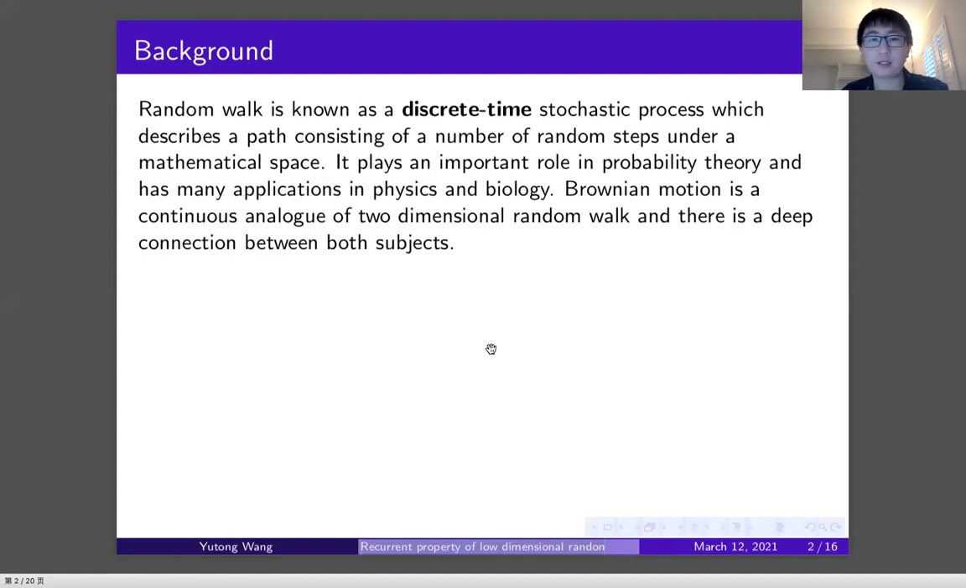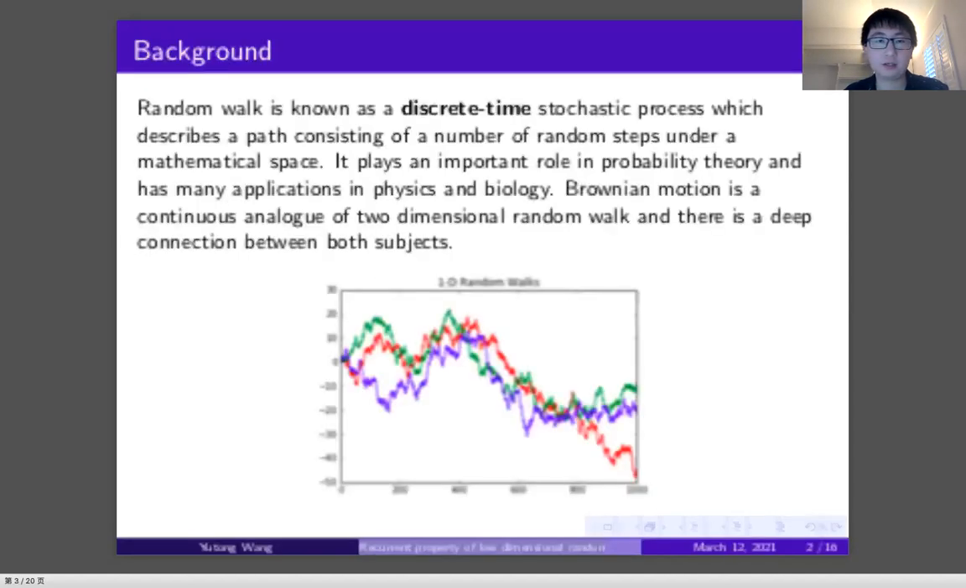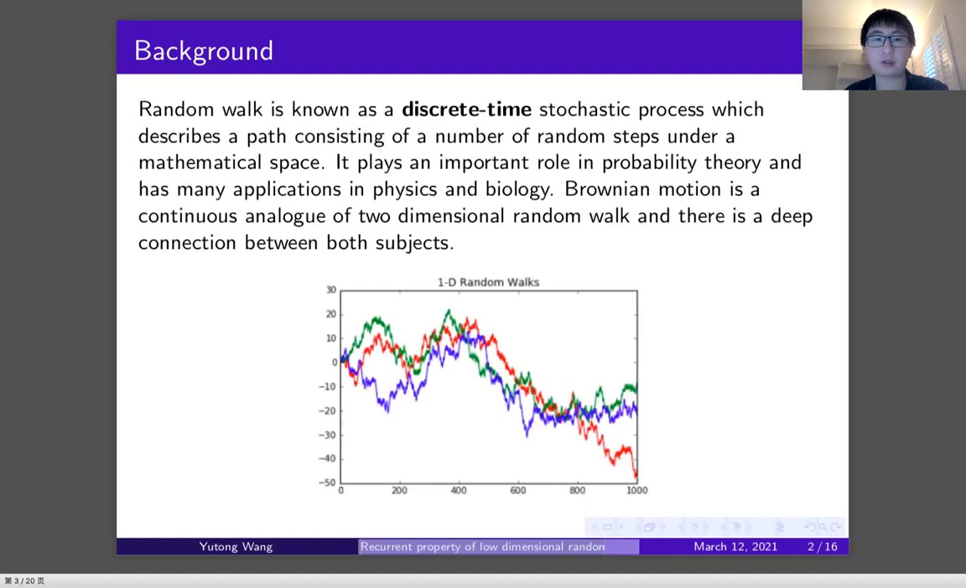It has many practical applications in many fields, such as biology, physics, or even finance. The Brownian motion is a continuous analog of two-dimensional random walk, and there is a very close and deep connection between Brownian motion and random walk. Here is a picture of the one-dimensional random walk.